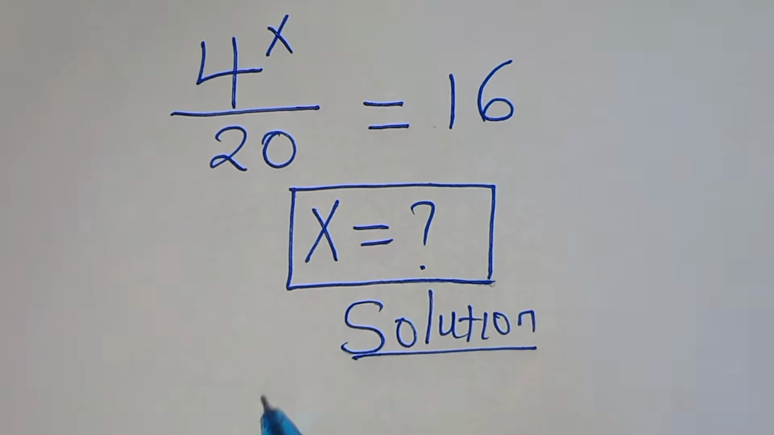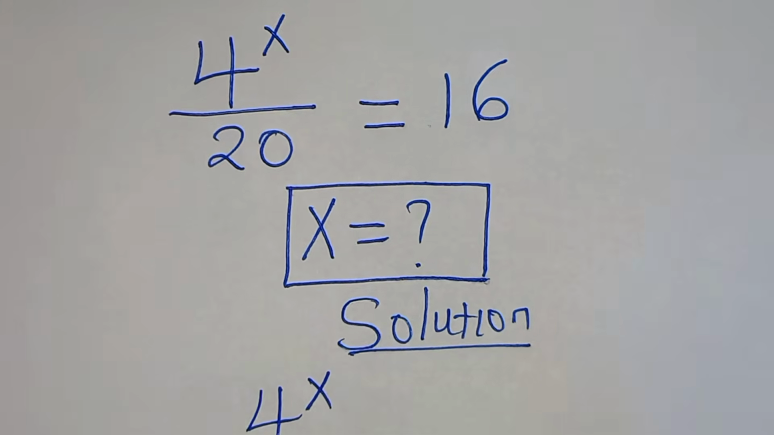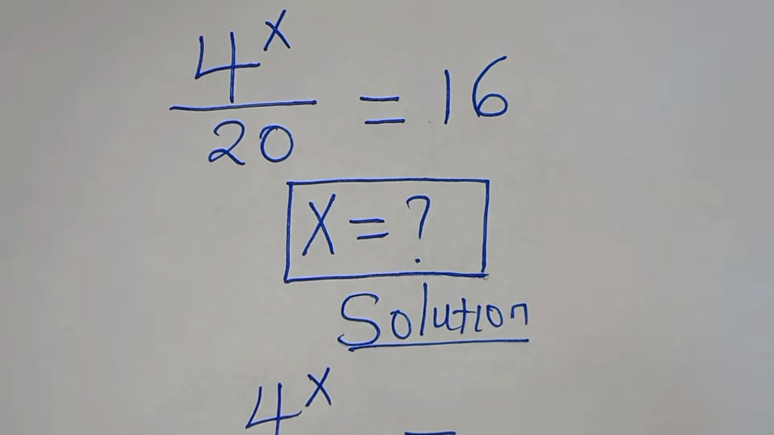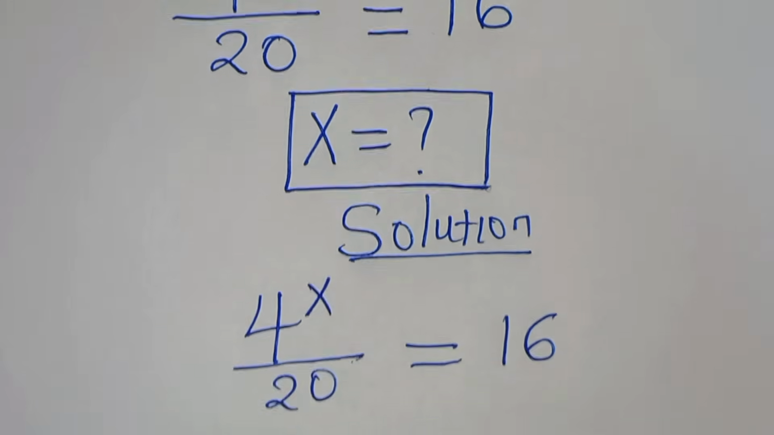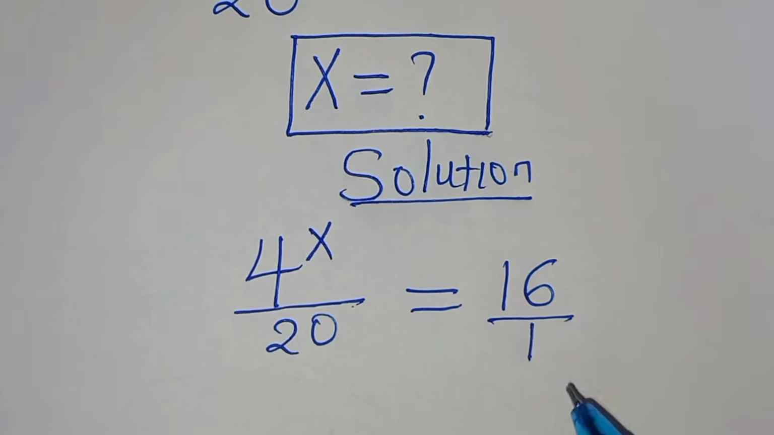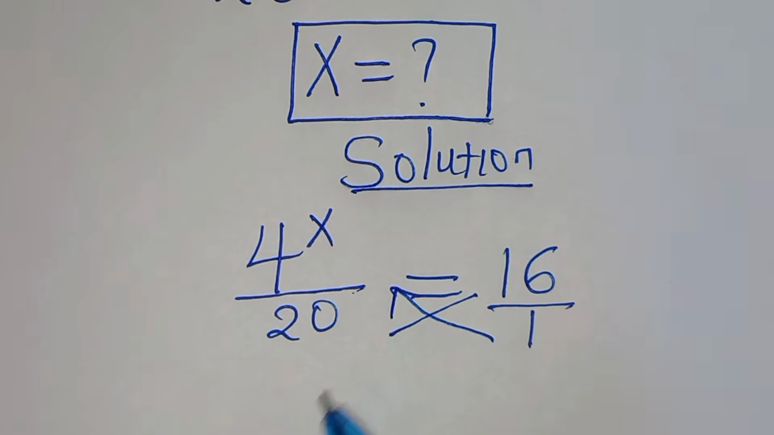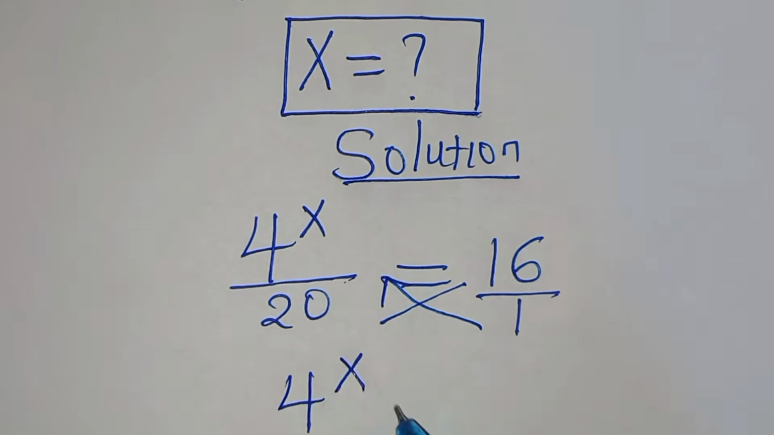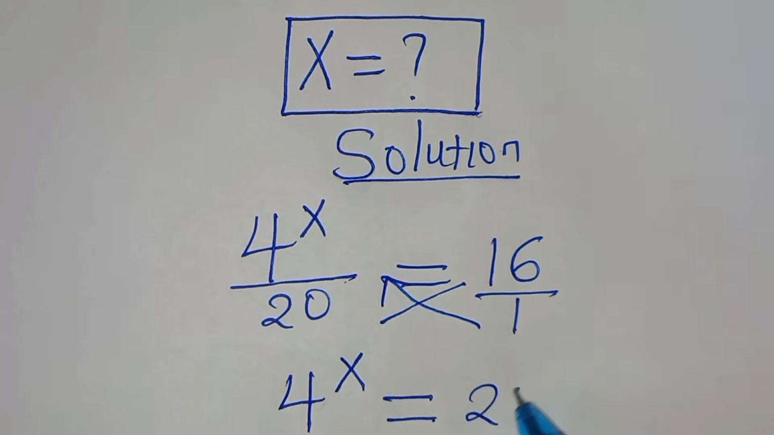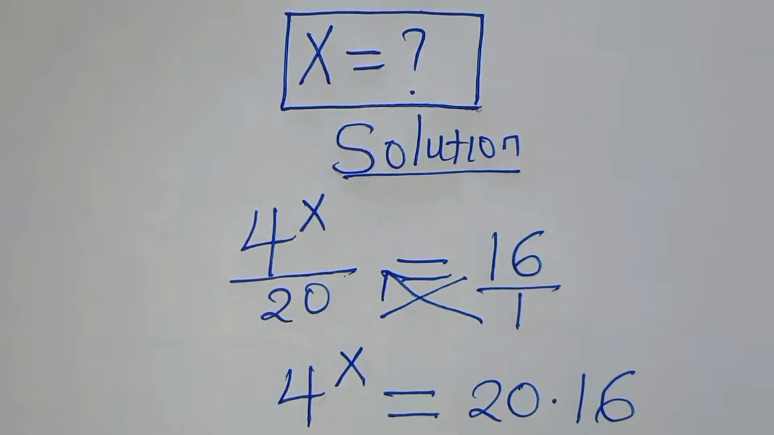So we have 4 to the power of x divided by 20. This is equal to 16. So 16 is our whole number, so let's divide this by 1. Now the next step is to cross multiply, so that we have 4 raised to the power of x. This is equal to 20 multiplied by 16.